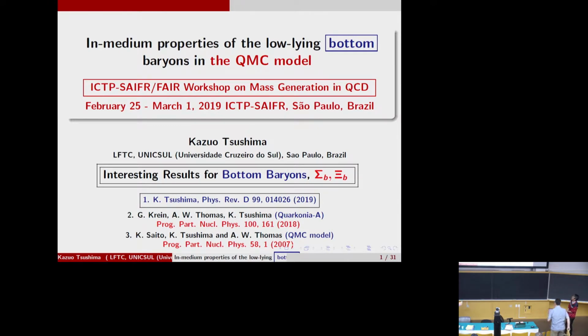First speaker of the afternoon session is Kazuo Tsushima. He's going to talk about in-medium properties of low-lying bottom baryons in the QMC model.